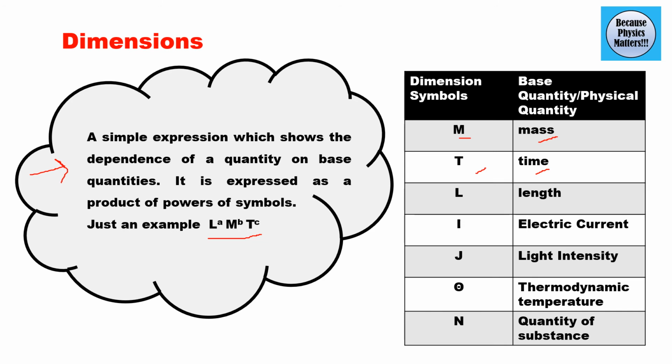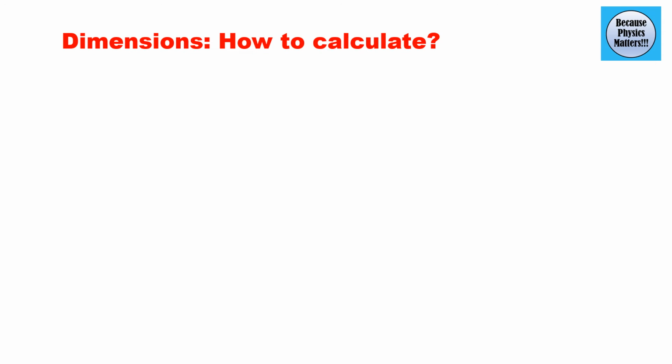But you need to understand, if you are writing the dimensional formula, then for length you will take capital L, for time you will take capital T, and in the same way for quantity of substance you can take capital N, for light intensity capital J, for mass capital M. So the question is how to write the dimensions, or how to calculate the dimensions.